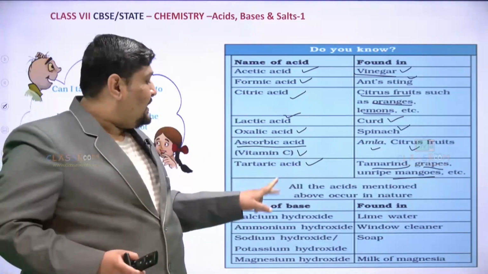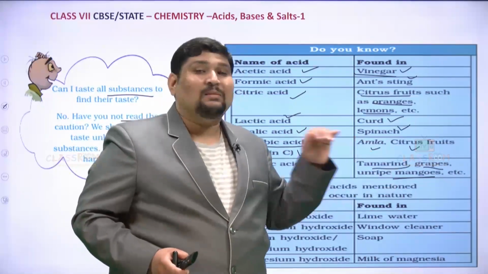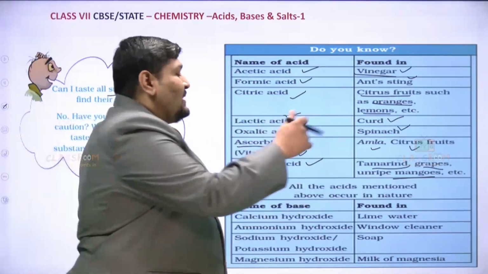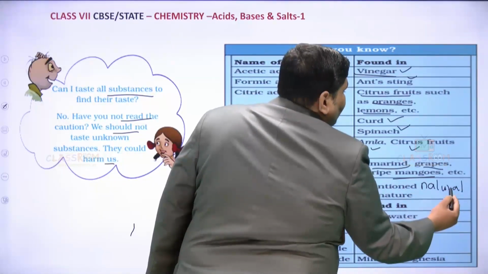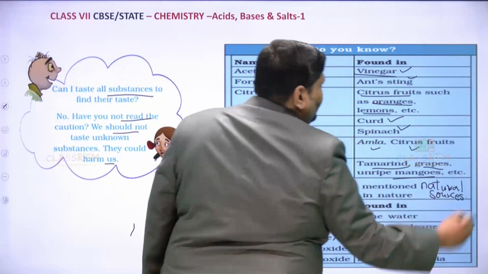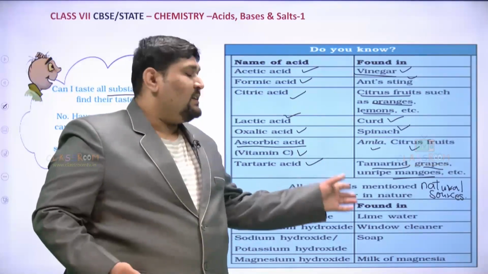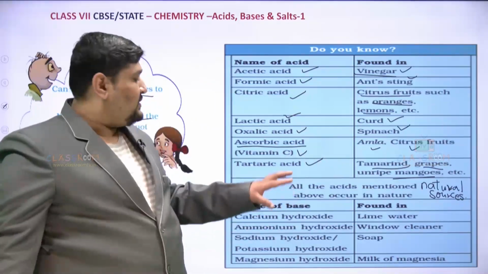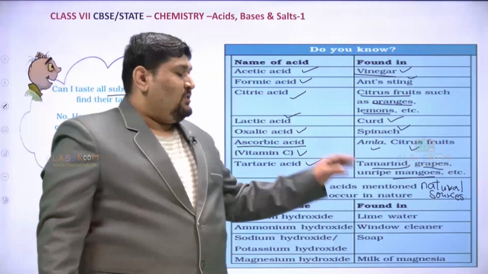Yes. Then the other acids which are mentioned, they occur in nature. So they are available from nature. They are natural sources, which we get from plants and all. That's the reason we say all these acids which are found here are found in nature.